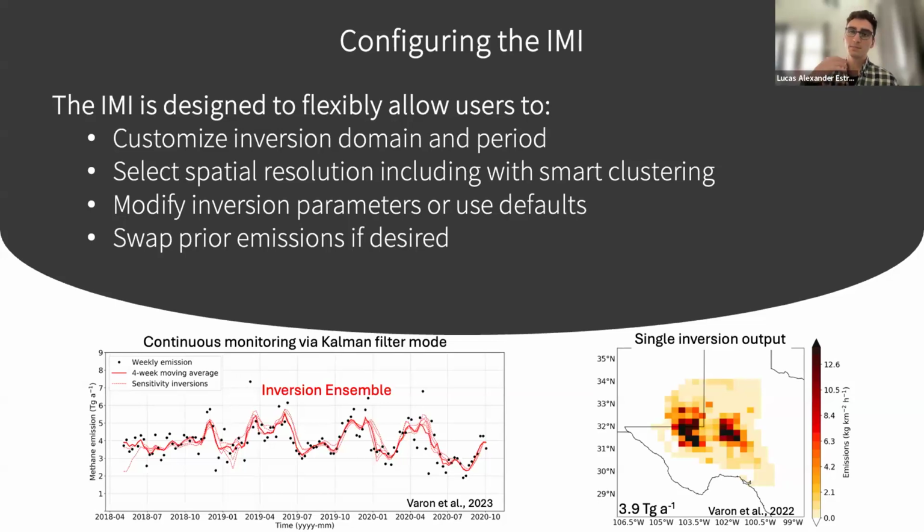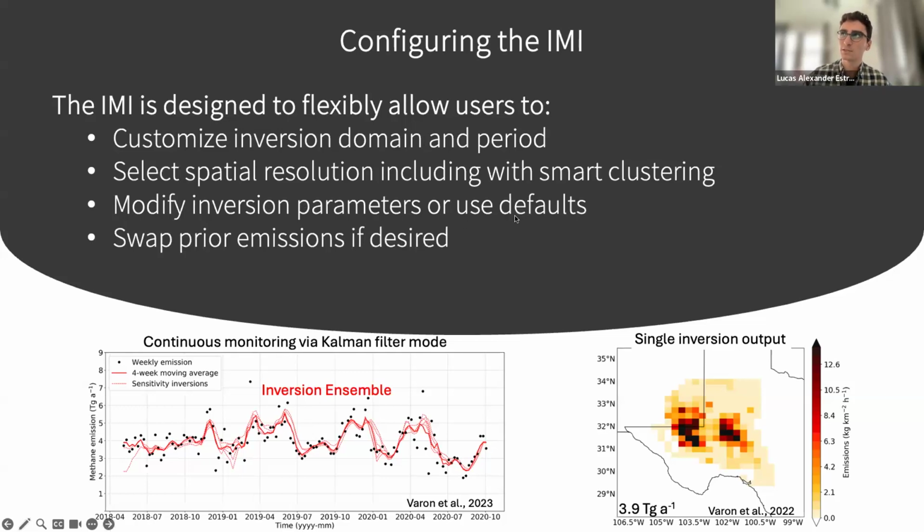And once you get to the step of actually being on your IMI instance, then the only necessary step is to configure the IMI for your region of interest and your period of interest. So the IMI is designed to be very flexible, meaning that you can adjust where you're looking at and when you're looking at from that single configuration file. So you can customize your inversion domain as well as your period. You can also select the spatial resolution that you want to use, including using multi-resolution for your emissions estimate if you so desire. You can also modify the inversion parameters, or you can use just the defaults.